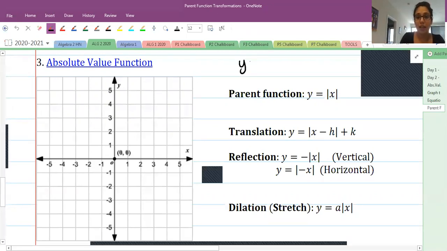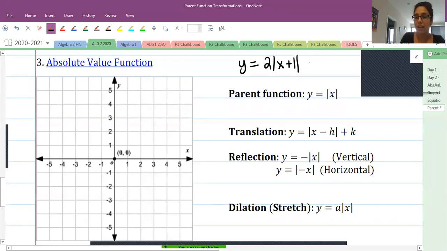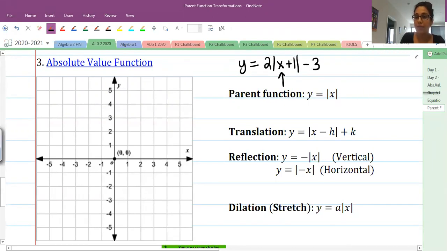So an example would be y equals 2 times the absolute value of x plus 1, minus 3. There's an x inside of absolute value bars, so it's an absolute value function.